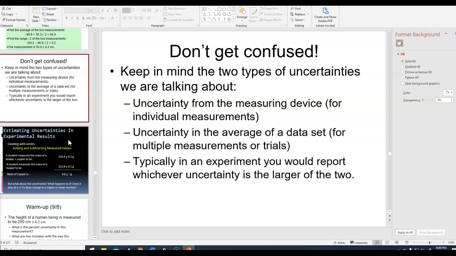In the last video, we will talk about doing uncertainty calculations. That's probably one of the more challenging parts of this unit, so please make sure that you're prepared for the next video.